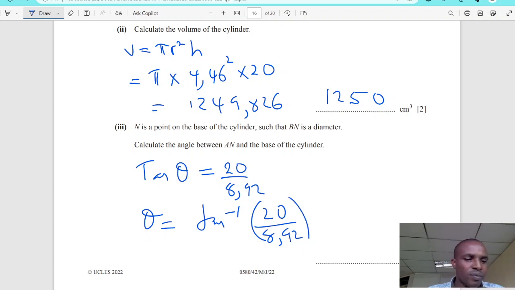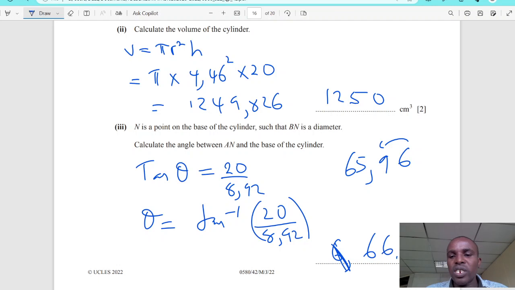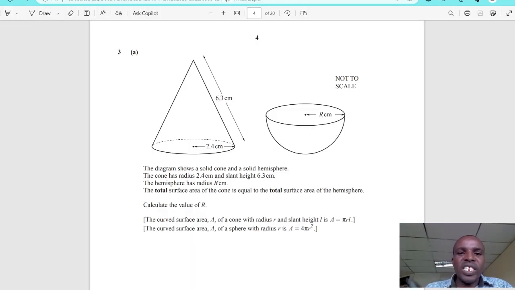Arctan of 20 divided by 8.92. You get 65.96. Then your angles must be correct to the nearest one decimal place. So this one will be 66.0. Done. And these are degrees. Right?